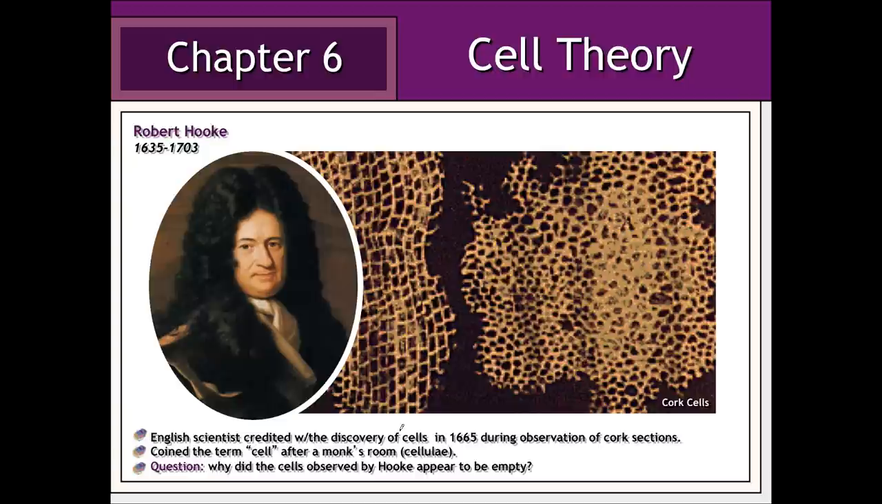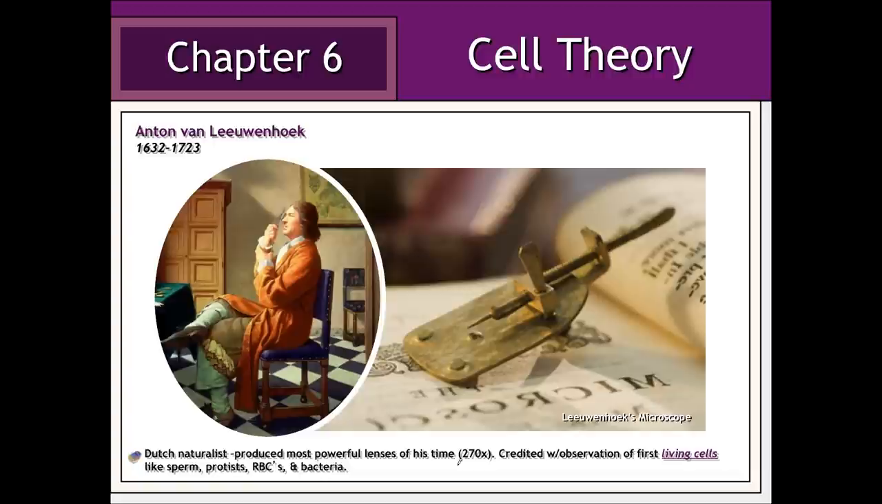Next we have the Dutch naturalist Anton van Leeuwenhoek, who was known to produce some of the most powerful lenses of his day, capable of magnifying a specimen up to 270 times its actual size. And it's Leeuwenhoek who is often credited with the observation of the first living cells, such as sperm cells or protists found in pond water, as well as red blood cells and even bacteria.